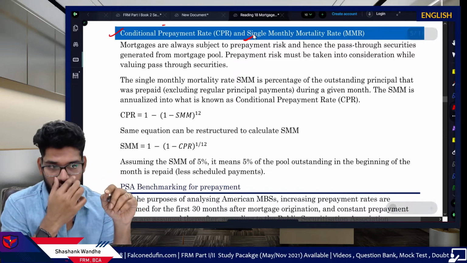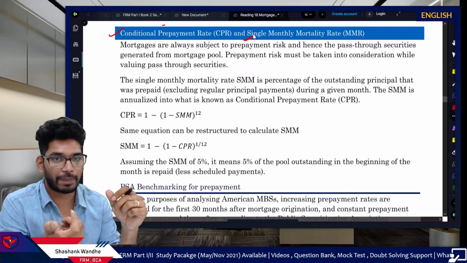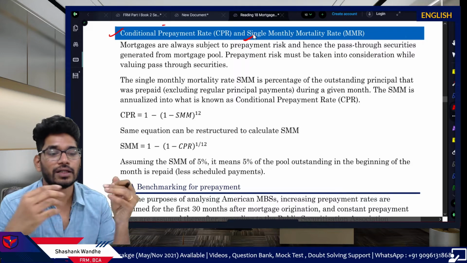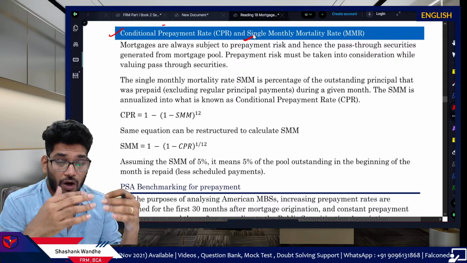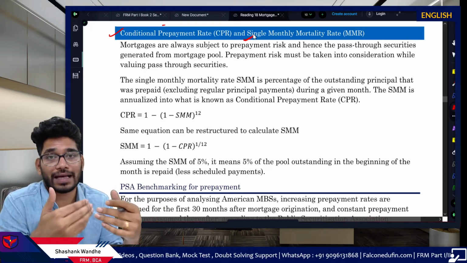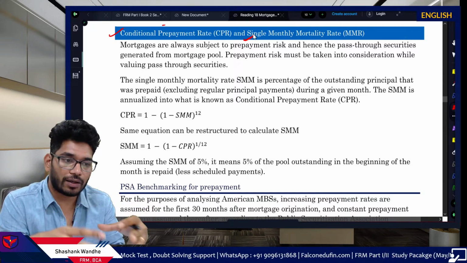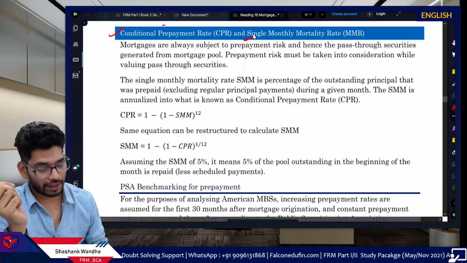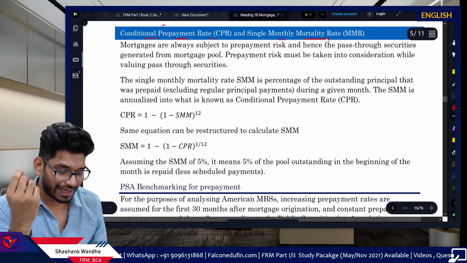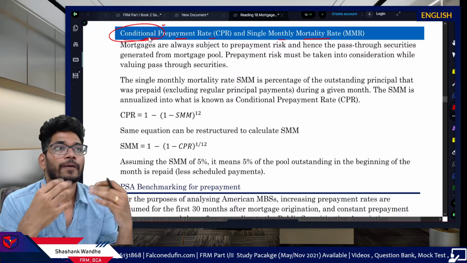I'll restructure this statement again. The bank and investors face these risks, prepayment risk, and prepayment risk is measured by conditional prepayment rate and single monthly mortality rate. Based on this CPR and SMM, the investor will decide how to invest and how much to accept as a coupon for that particular pool of securities, or the bank will decide how they can transfer the pool and how much they can charge. So this totally depends on CPR and SMM. And again, the CPR keeps changing. That's why there is the word conditional prepayment rate, because there is a condition: it depends on the market.